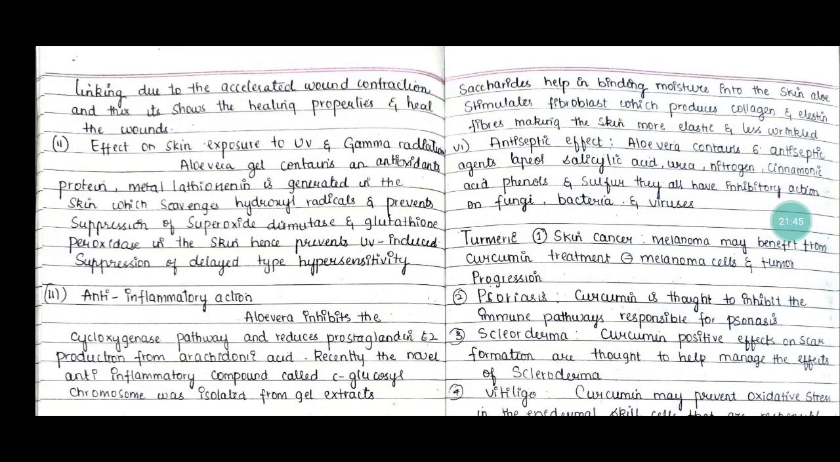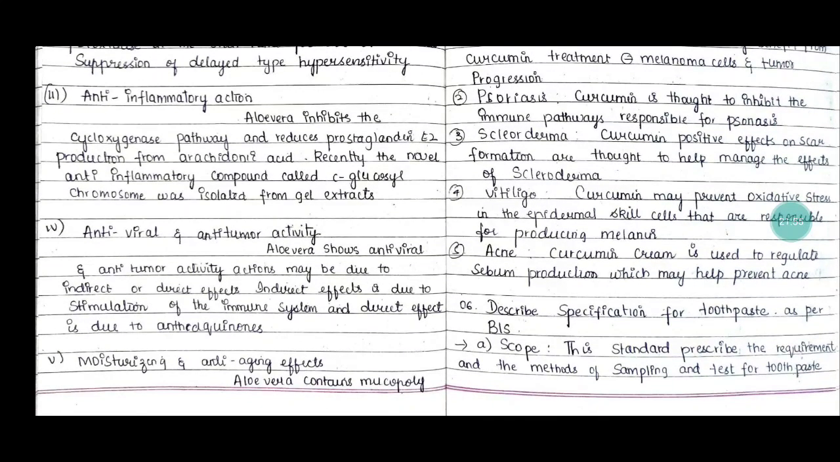Number second, the effect on skin exposed to UV and gamma radiation, where it acts as an anti-inflammatory. Then antiviral and anti-tumor activity: aloe vera shows antiviral and anti-tumor actions, which may be due to an indirect effect through stimulation of the immune system, and the direct effect is due to the anthraquinones.